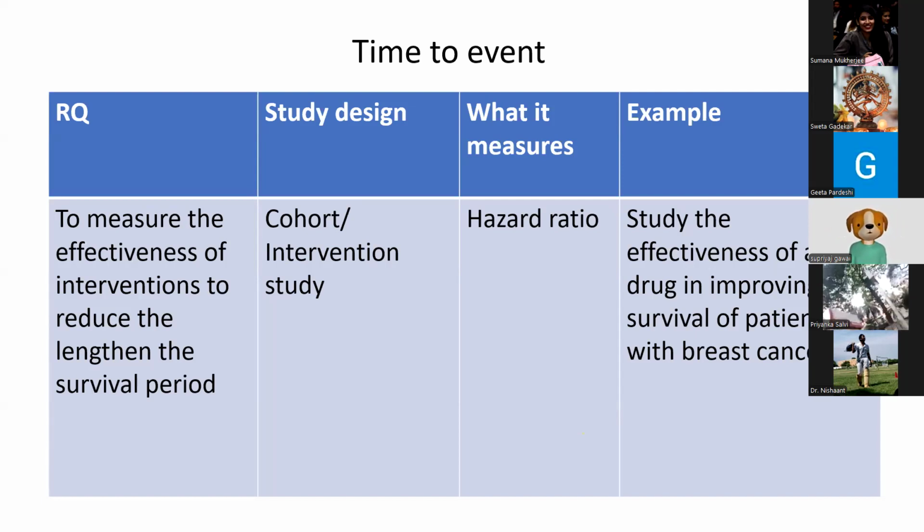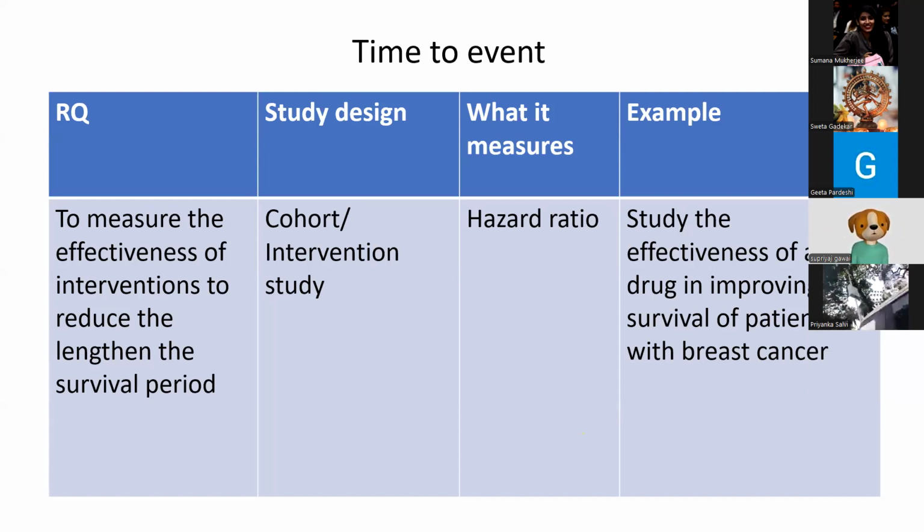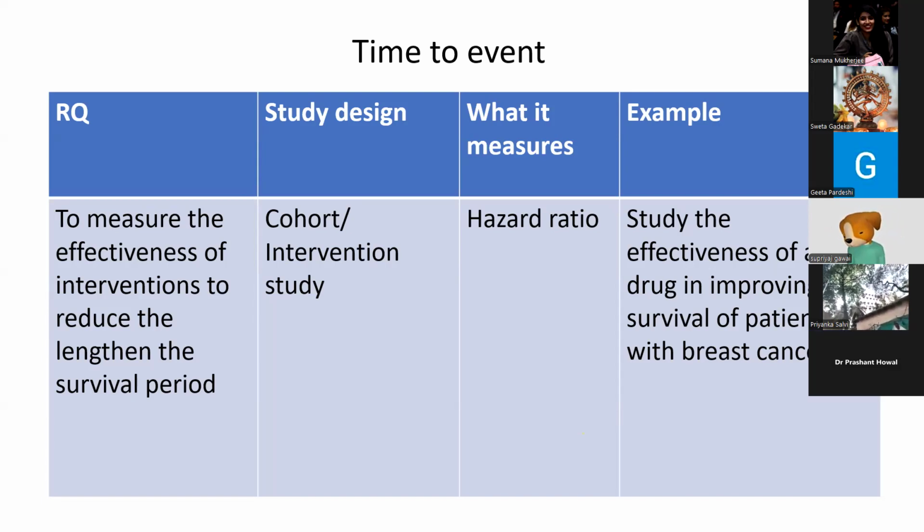Now, when time to event is your outcome of interest, you will invariably do a cohort study or an intervention study. You will calculate hazard ratios in these kinds of studies.